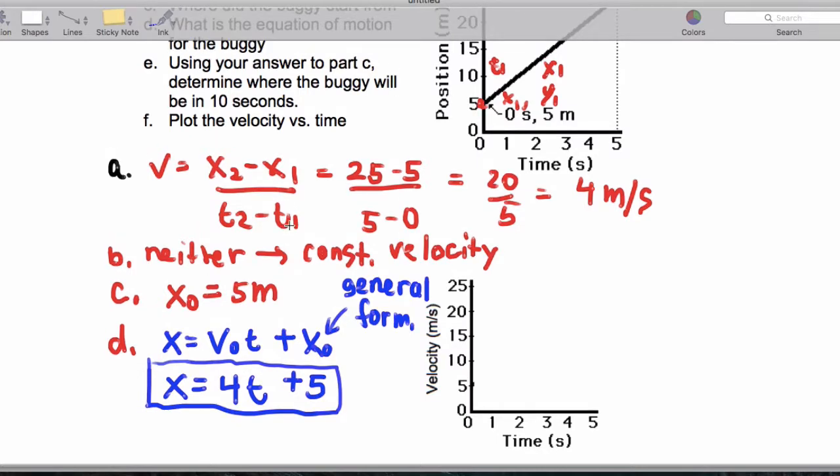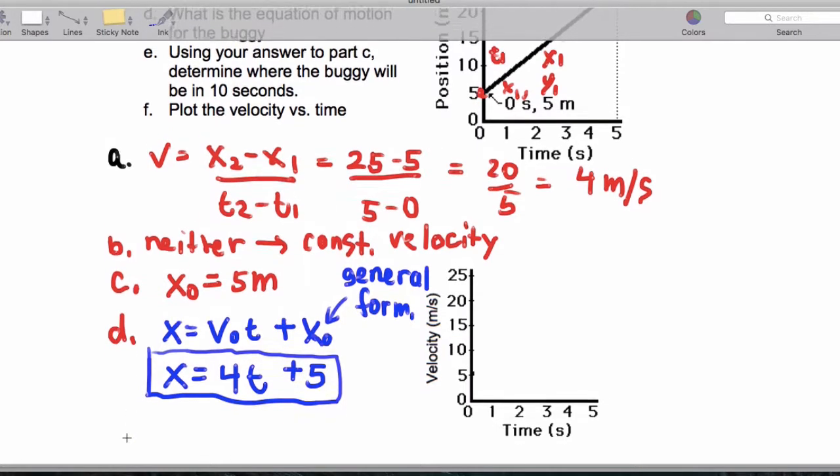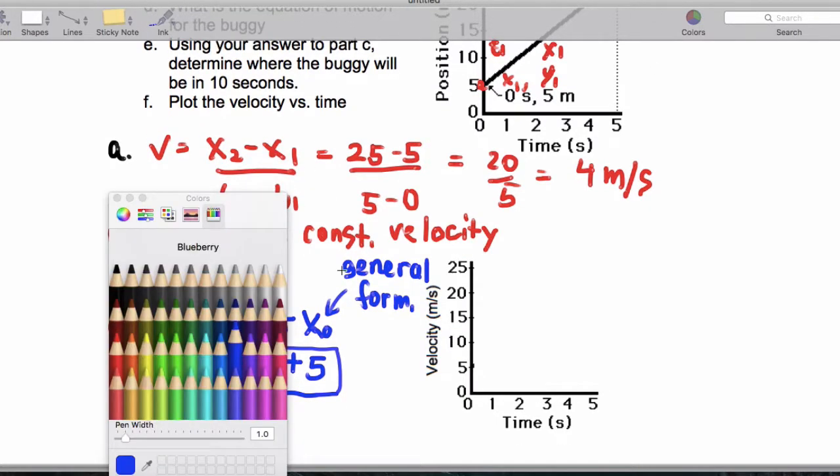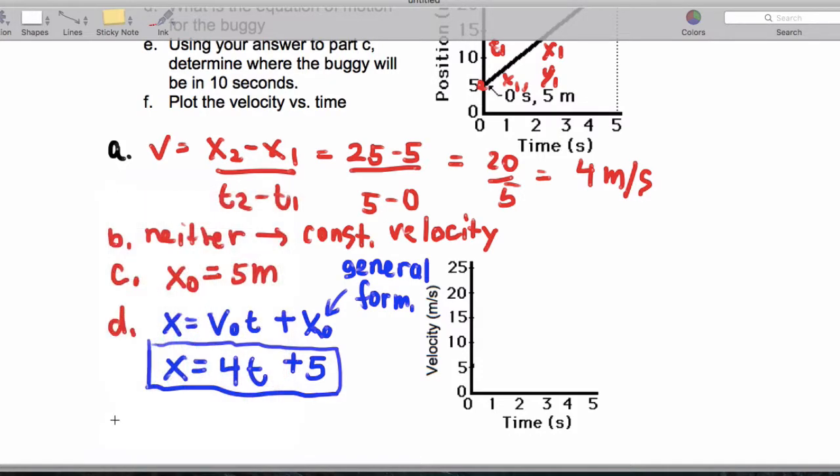For part E, we want to know where the buggy will be in 10 seconds using the answer to part D. So what we're going to do is we're going to say x is 4 times 10 plus 5, and we wind up at the 45 meter mark.